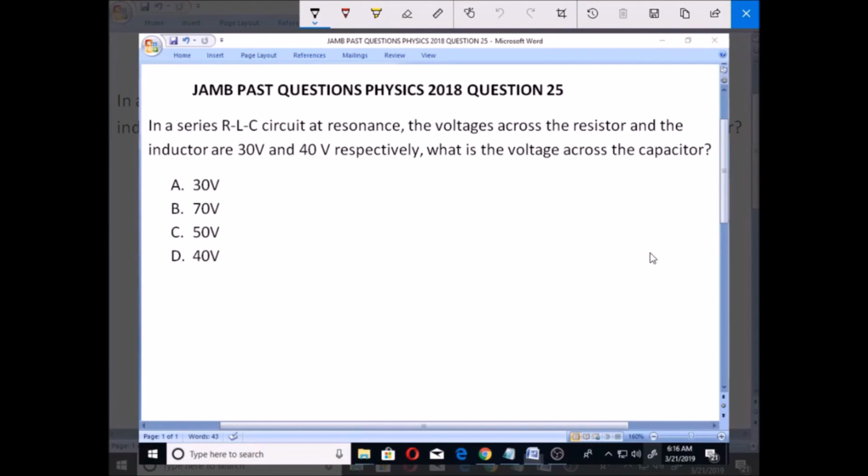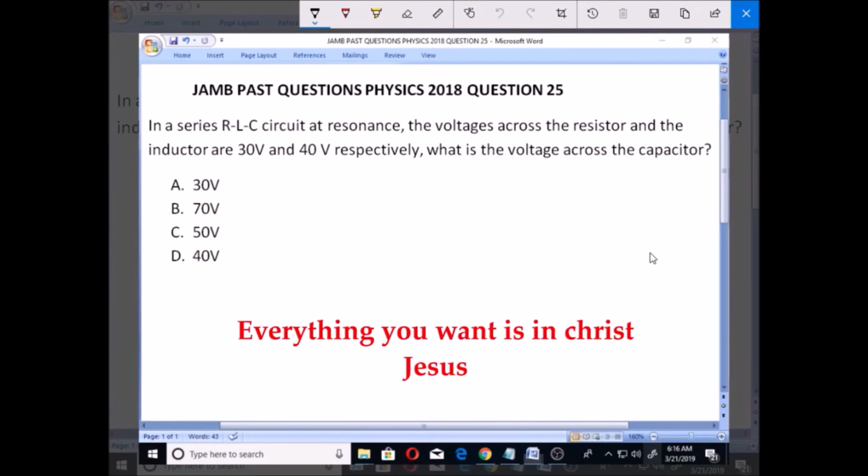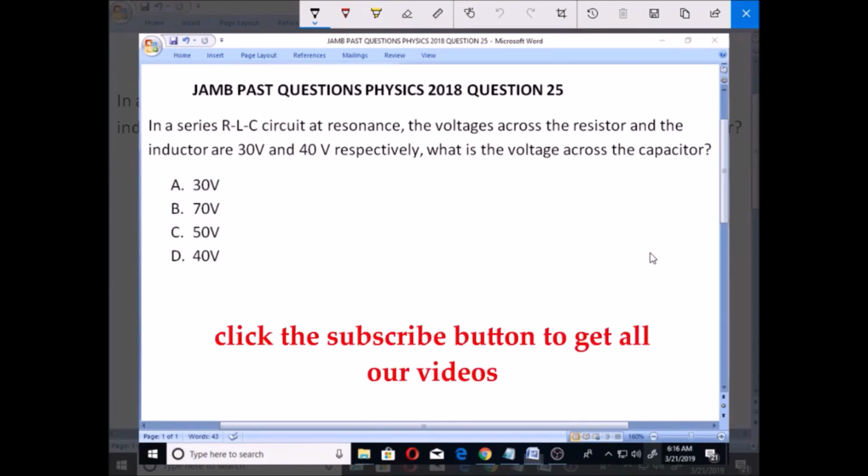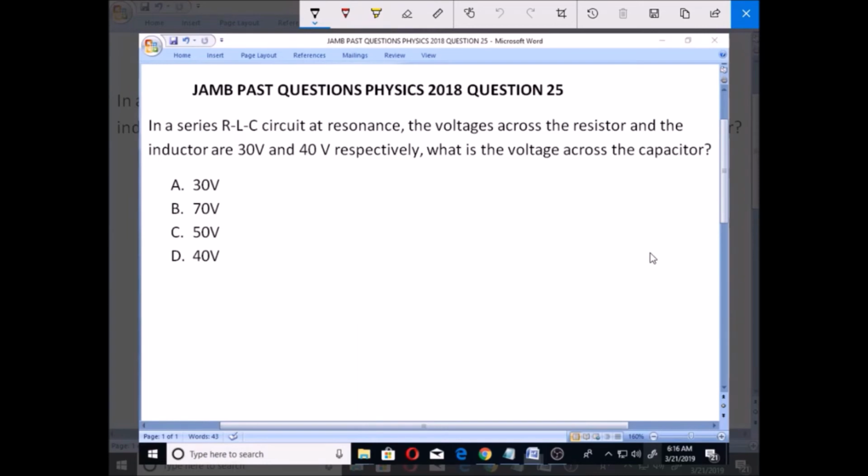Let's look at this JAMB past question, Physics 2018. Question number 25. In a series RLC circuit at resonance, the voltages across the resistor and the inductor are 30 volts and 40 volts respectively. What is the voltage across the capacitor? Option A, 30 volts, B, 70 volts, C, 50 volts, D, 40 volts.